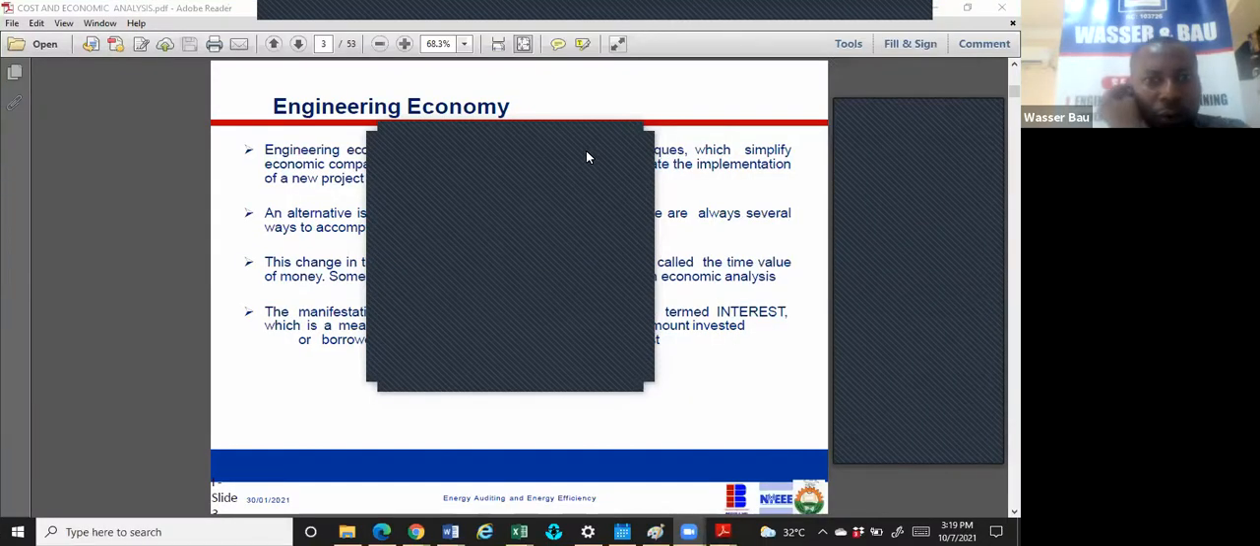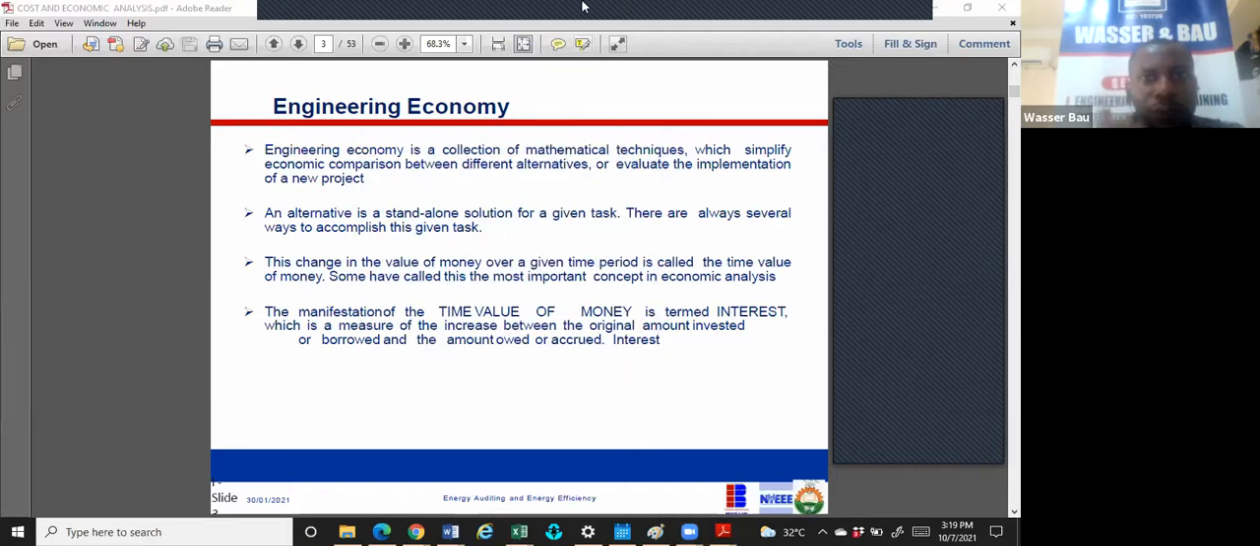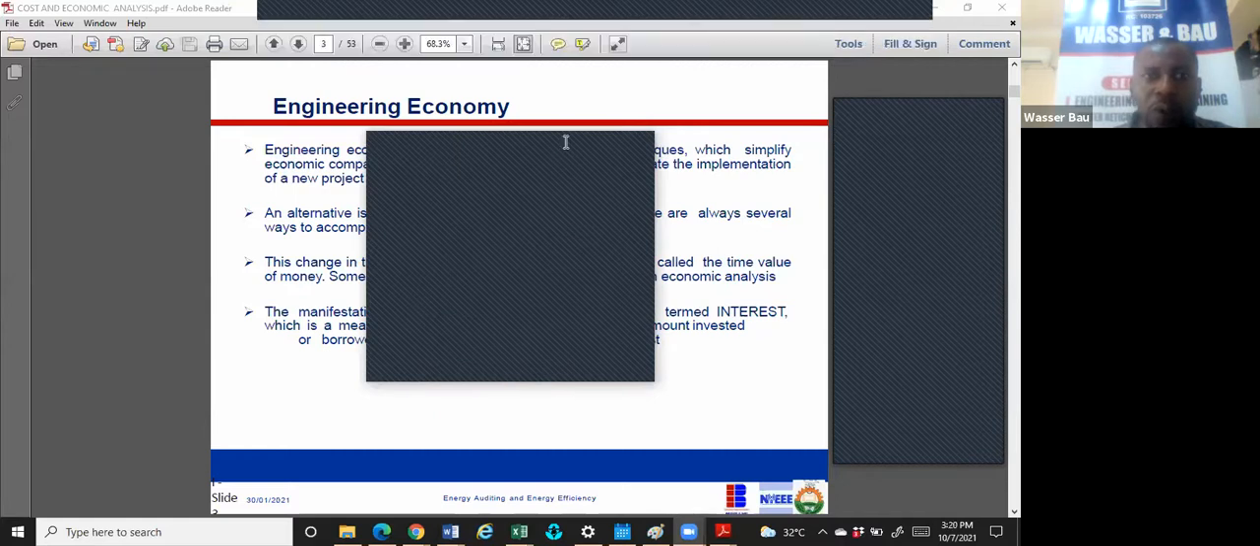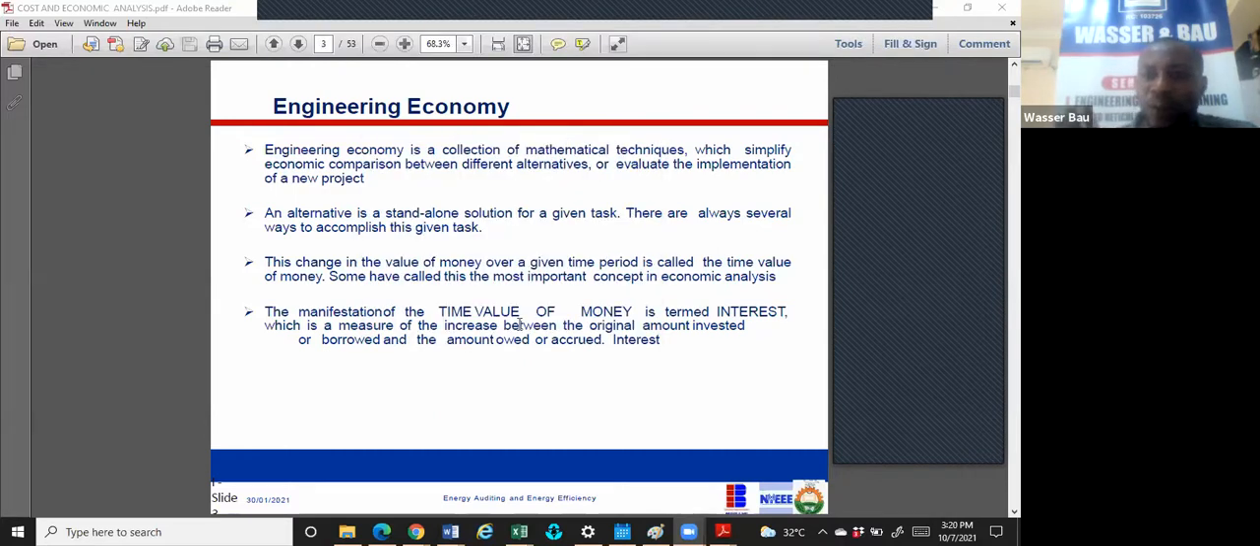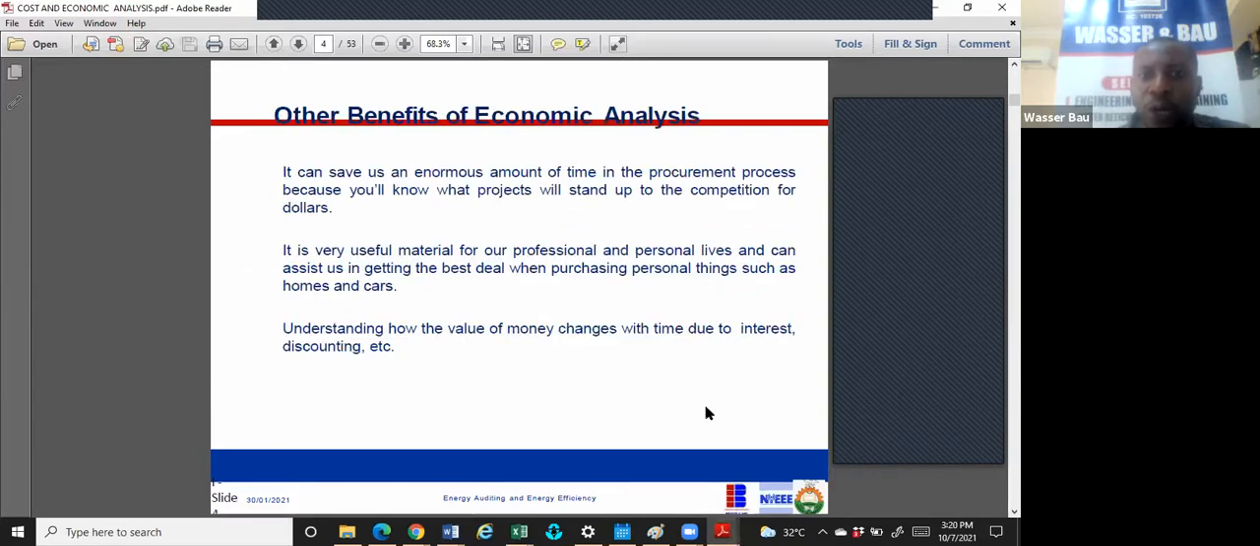Okay, thank you, Tolutope. So what we are saying now is that money has value, money has time, and after a while, the value of money depreciates. And so as an engineer, you need to follow it that way.